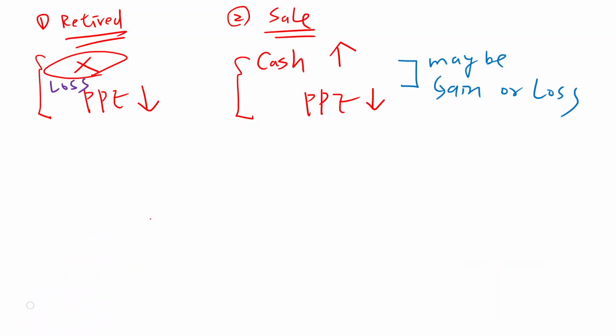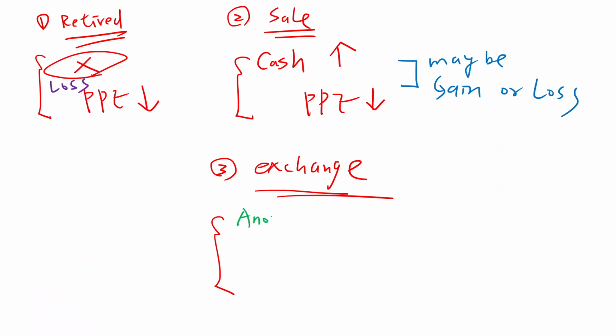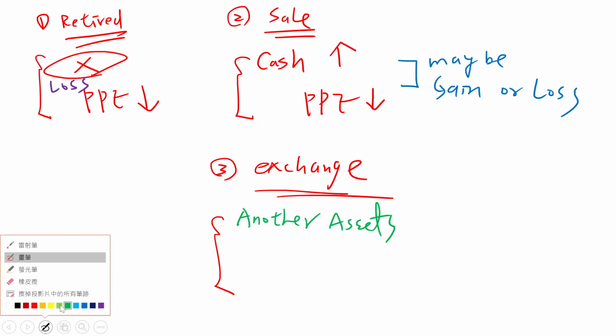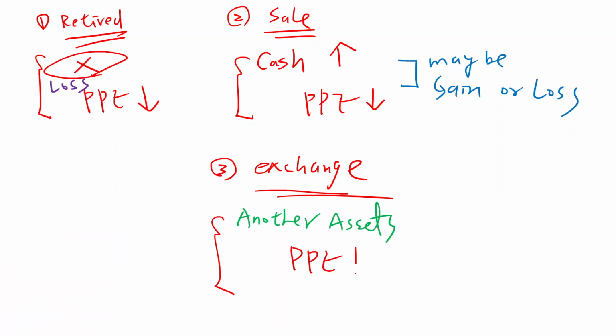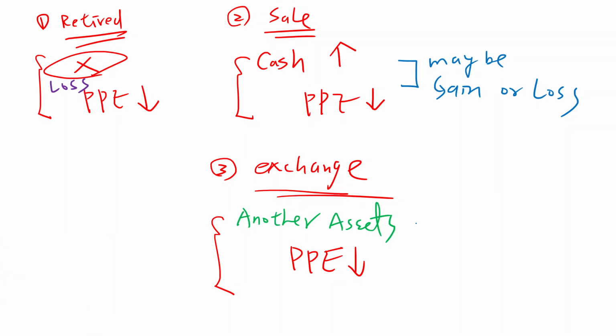Right now, we talk about the third case, exchange. So exchange, what's the difference? The only difference, remember, is what did you get? You get not only cash, you get another asset, okay? So if you understand before, you should understand right now. The only difference is you got another asset. Others totally the same. So your PP decrease. And this may be your gain or maybe your loss.